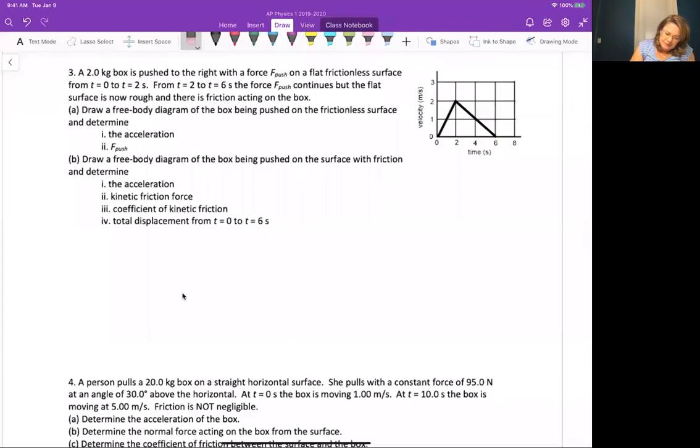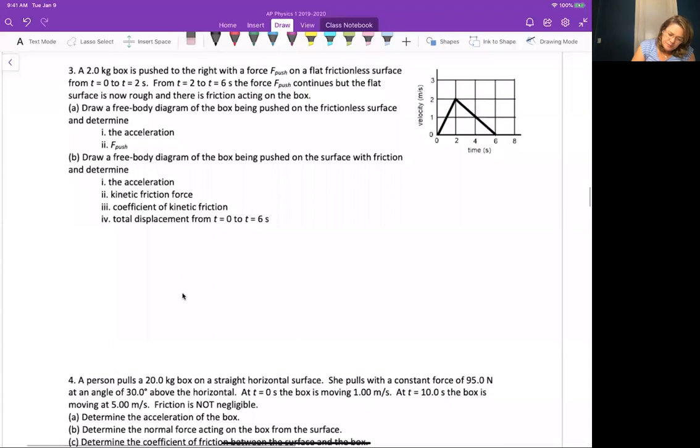Okay, number 3 and 4. We have a situation where I have a box, it's pushed to the right with some force, and it hits some friction. So this is T equals 0. This is T equals 2 seconds. This is T equals 6 seconds. The force of the push doesn't change the entire time per the instructions.